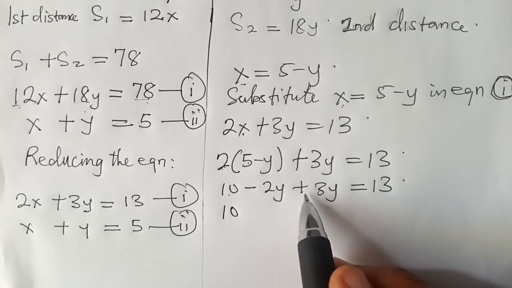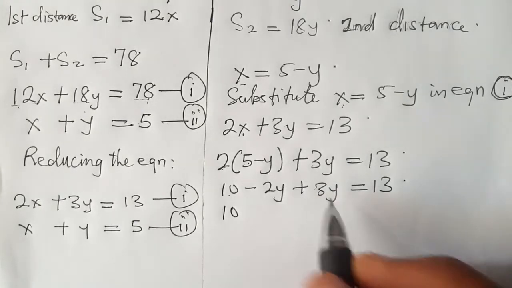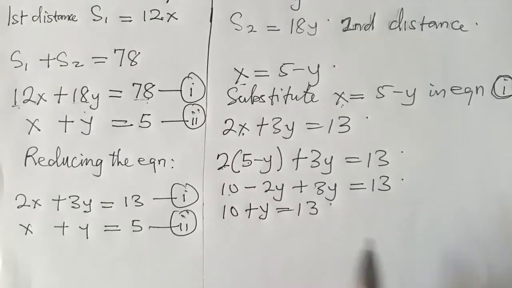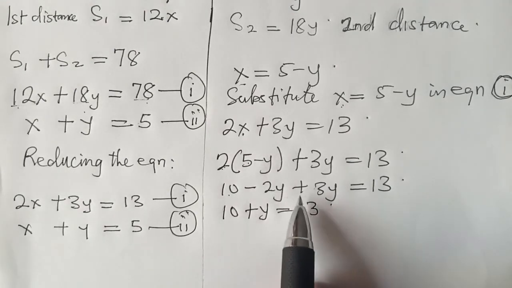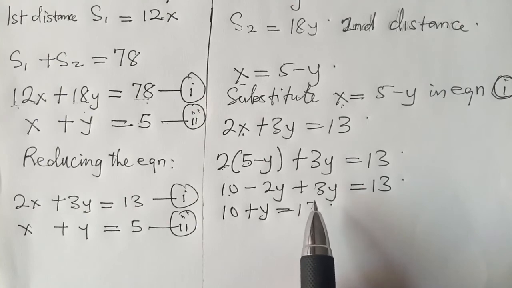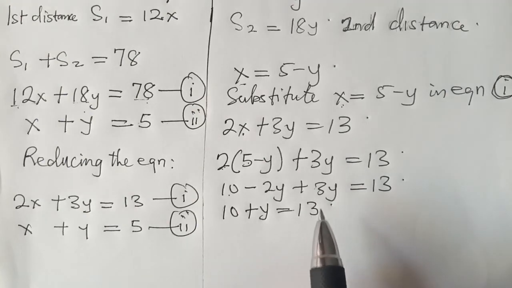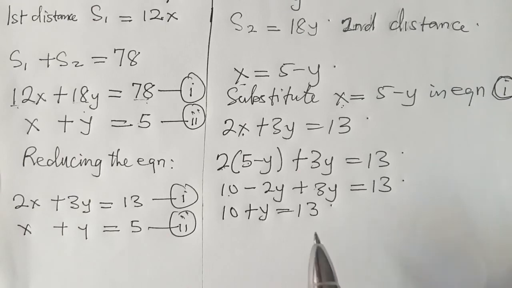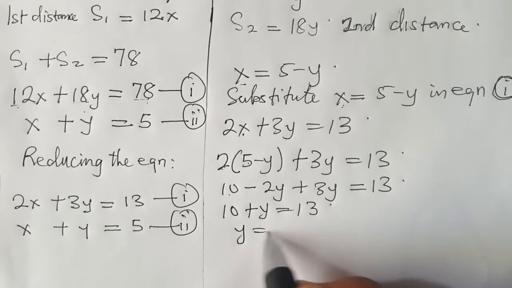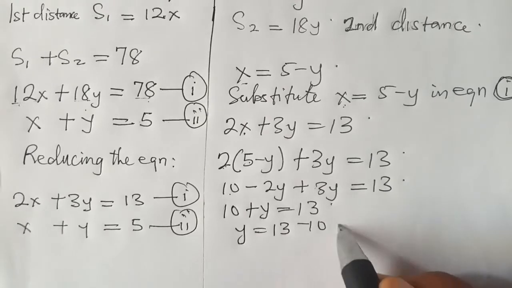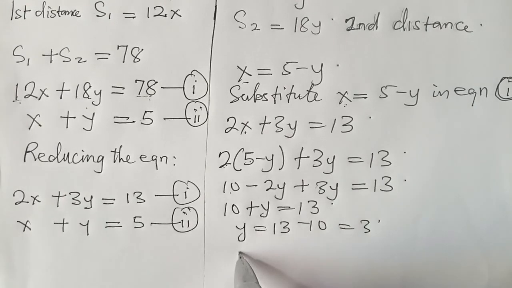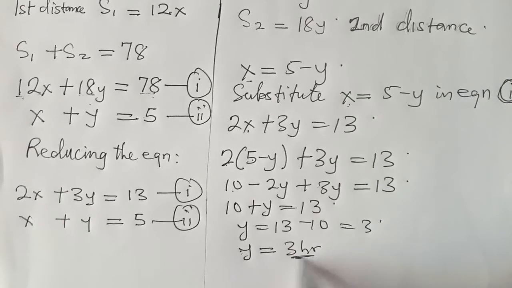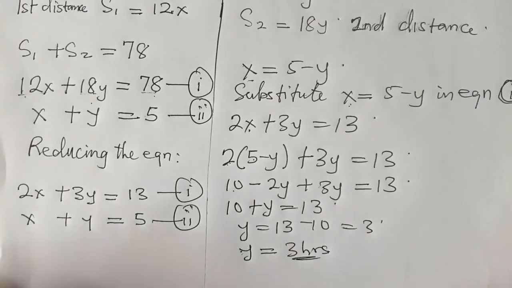If you don't understand this, you go to my video where I will be talking about directed numbers, and I will treat things like that. Minus 2 plus 3 is plus 1. But then we are talking about y, so we must not write only 1. It's going to be 1y. But 1y is the same as only y without putting 1 there. So if I go further, I say y is equal to 13 minus 10, and y is 3. Remember, y is time, and that becomes 3 hours.